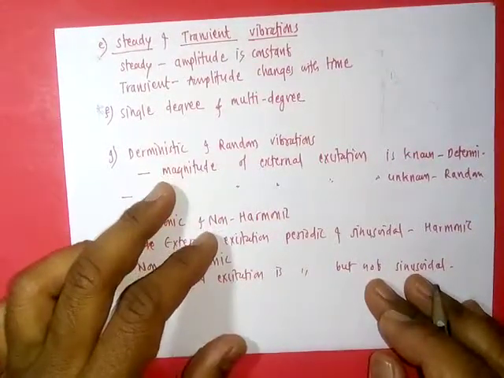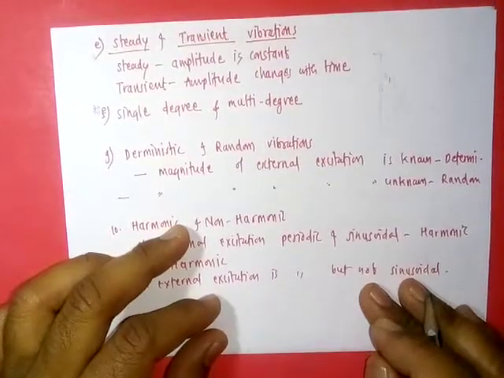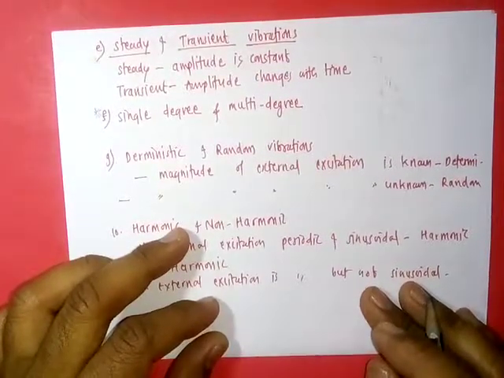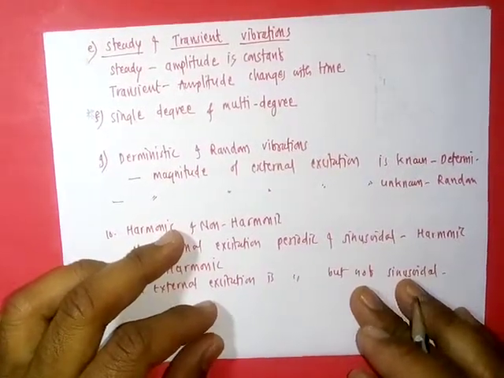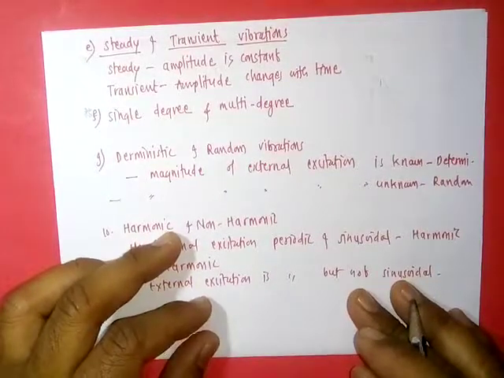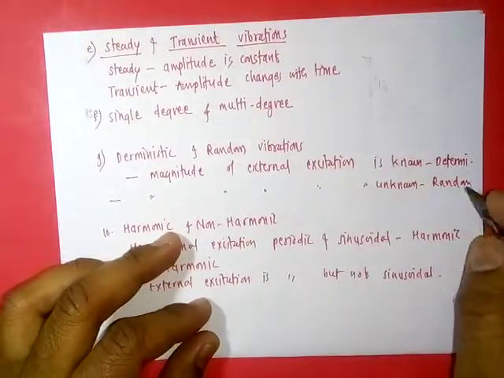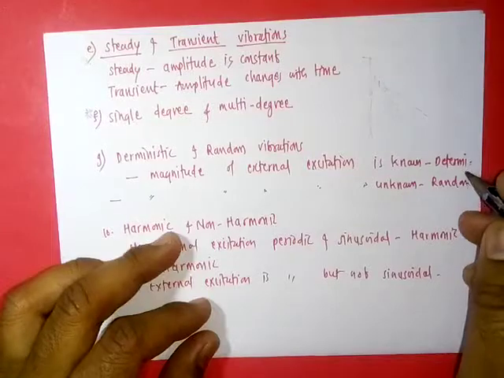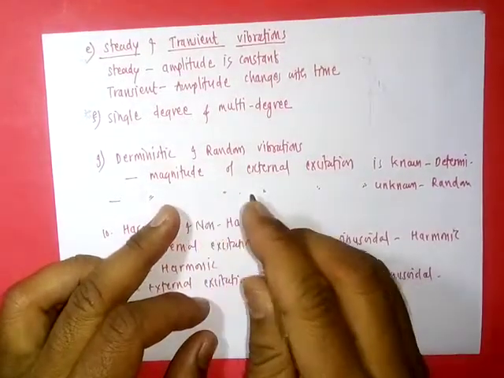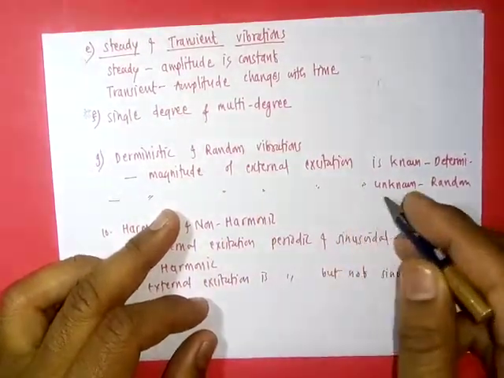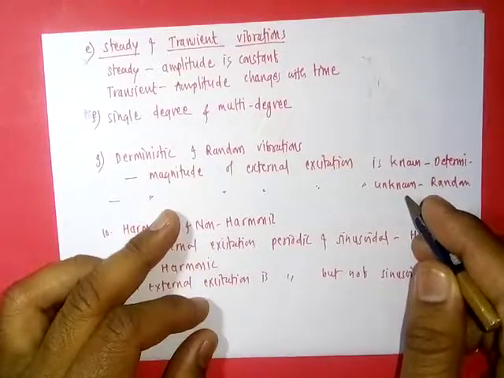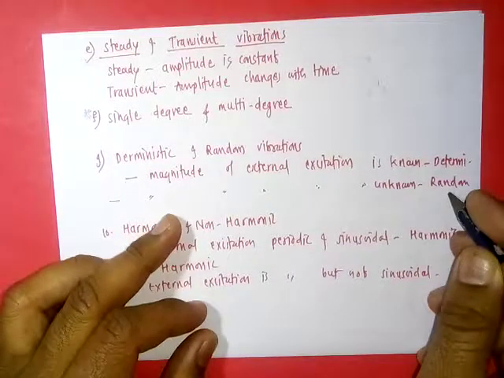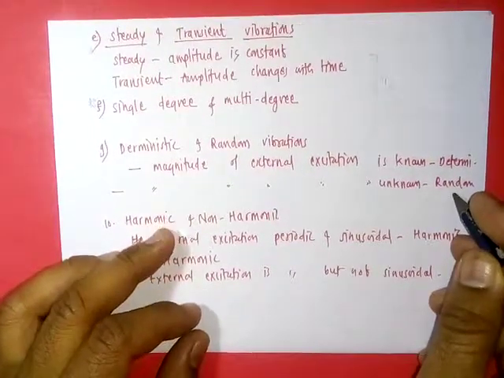Deterministic vibration means if the magnitude of the external excitation is known to us, then it is called deterministic vibration. And if the magnitude of the external excitation is unknown to us, then the vibrations are called random vibrations.